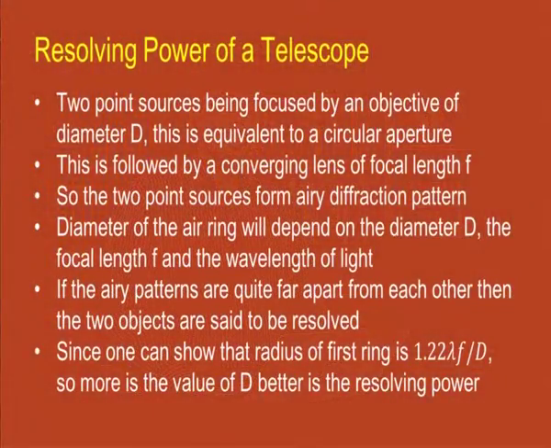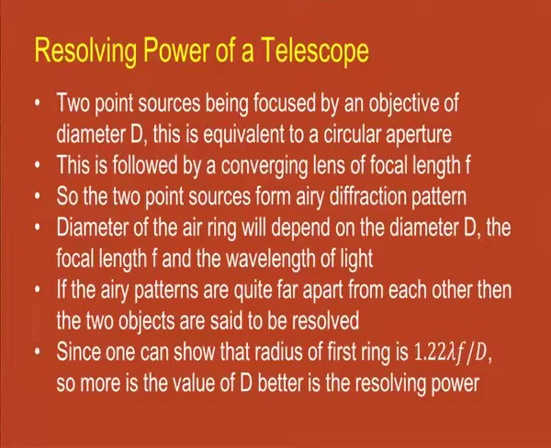Now, we will discuss the resolving power of a telescope. Two point sources are being focused by an objective of diameter d, which is equivalent to a circular aperture. This is followed by a converging lens of focal length f. So, the two point sources form an Airy diffraction pattern. The diameter of the Airy ring will depend on the diameter d, the focal length f and the wavelength of light.